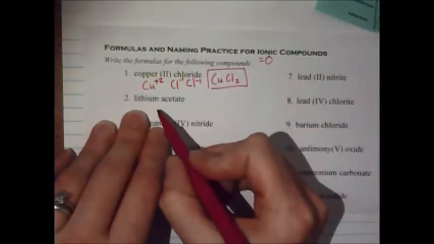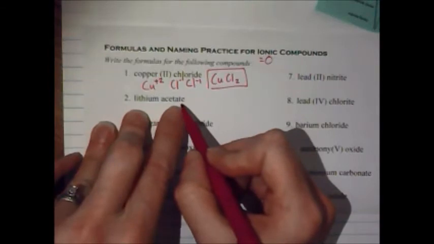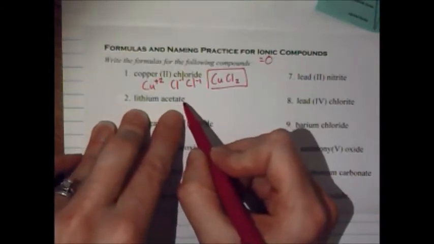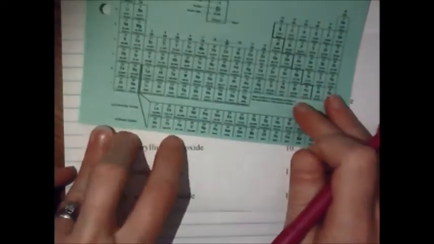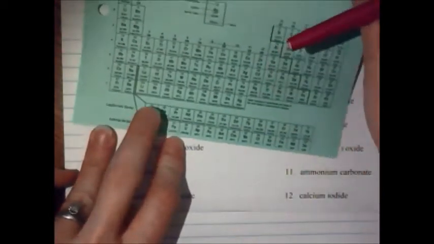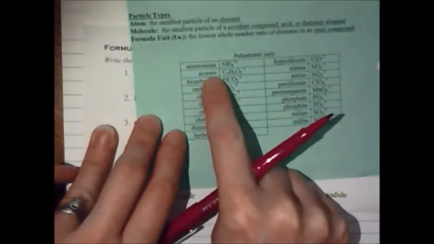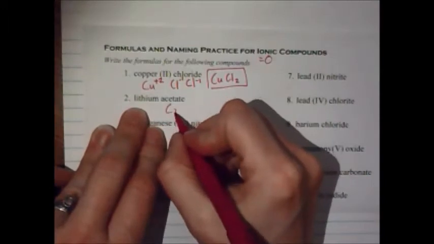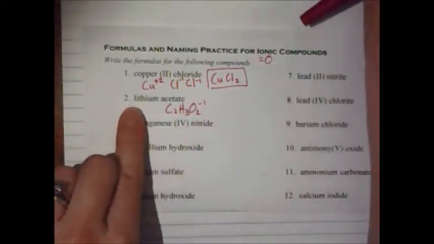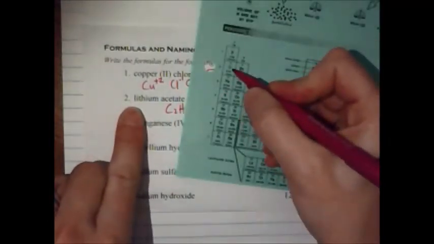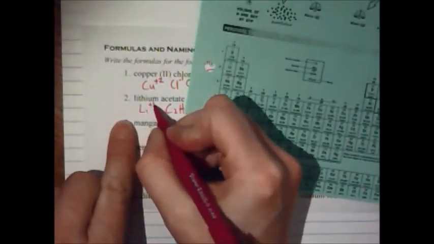The next one is lithium acetate. Well, look, there's that "ate". That means it's not an element. You could look on here all day, and I've had kids do that, looking for acetate. You're not going to find it. Flip this paper over. There's acetate. It's C2H3O2 with a -1 charge. Lithium, right here, first column, Li +1.